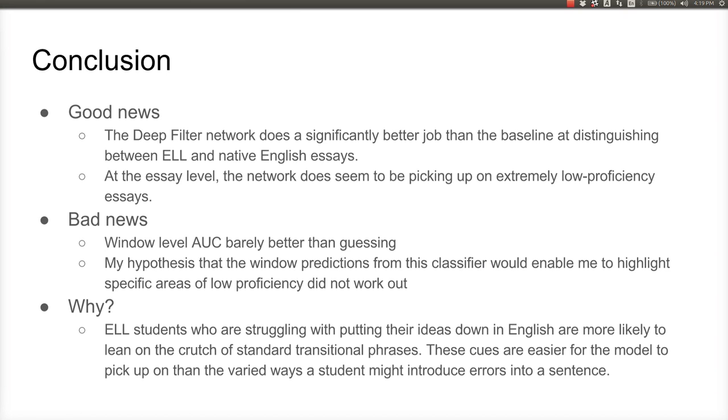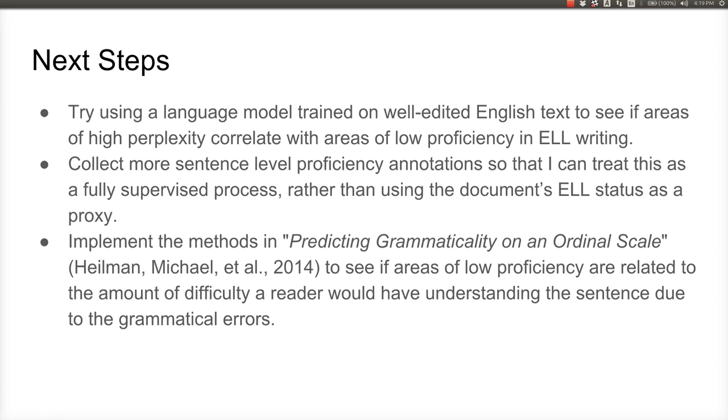It makes sense that ELL students who are struggling to communicate would tend to lean on things like transitional devices, and that the model would be able to pick up on that pattern more easily than learning the myriad ways a student might introduce an error into a sentence. Some next steps are trying to use a language model trained on well-edited English and see if perplexity is related to proficiency. I will also collect more annotations.